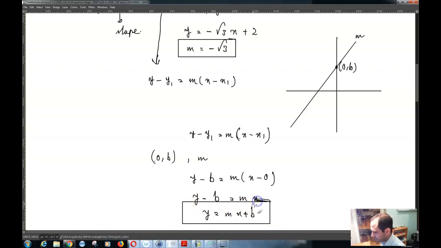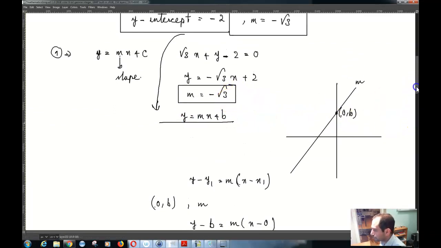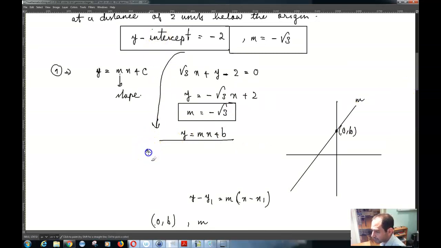So then I can simply put the y-intercept over here and put the slope of the line over here. So y is equal to mx plus b. Based on the information that I have, y is equal to m, which is negative square root of 3, times x, plus b, which is equal to negative 2. And that is the equation of the line that you are looking for.